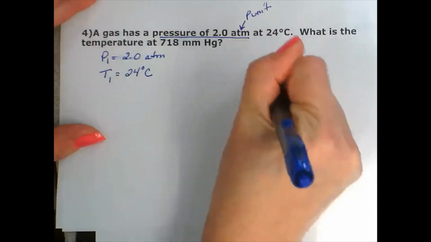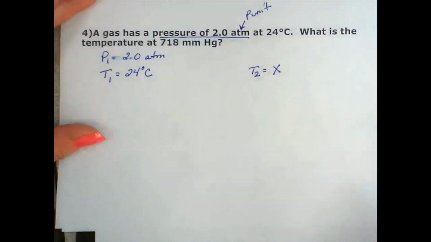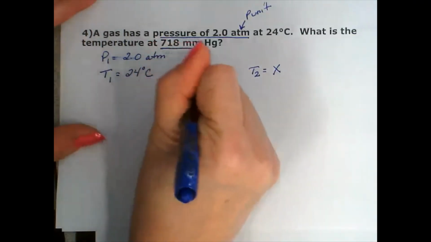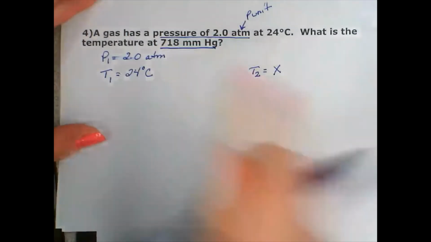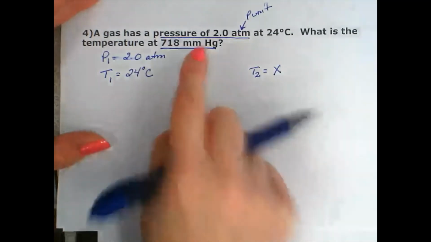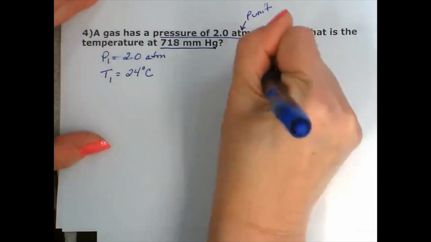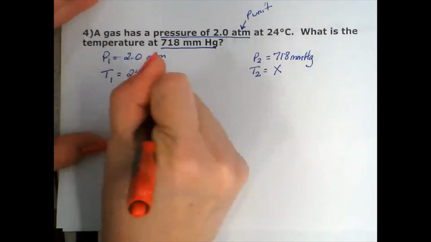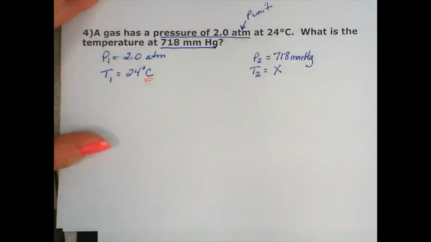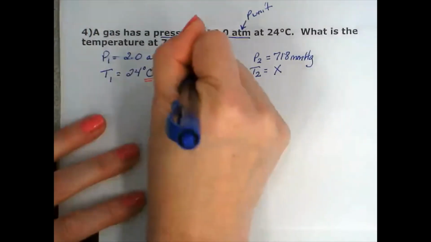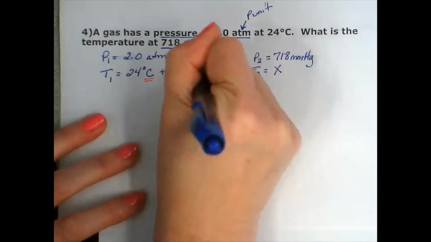We don't know what it is. We need to solve for that. That's going to be X. And it's at 718 mmHg. Millimeters of mercury is a unit for what? Pressure. So that's going to be P2. We got to check those temperature units. Is it in the correct unit? No, it has to be in Kelvin. Remember, to change to Kelvin, we need to add 273. So that's going to come out to be 297 K.